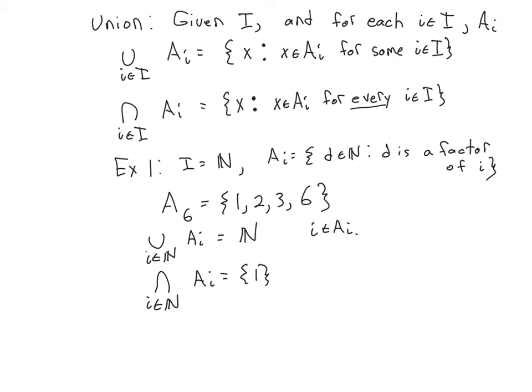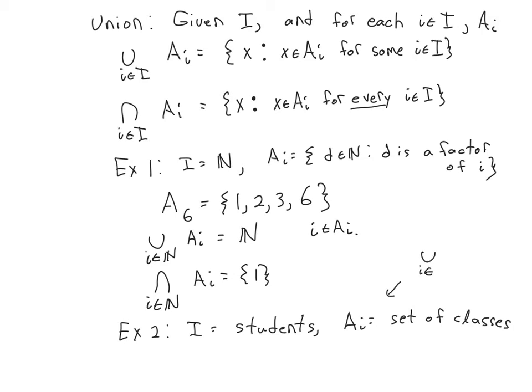As a second example, you could consider letting I be the set of students in this class. And then for each student, we could let A_i be the set of classes they're registered for. In that case, the union would be the set of classes that at least one student is taking, which is obviously going to be a very, very big set, which I can't describe.